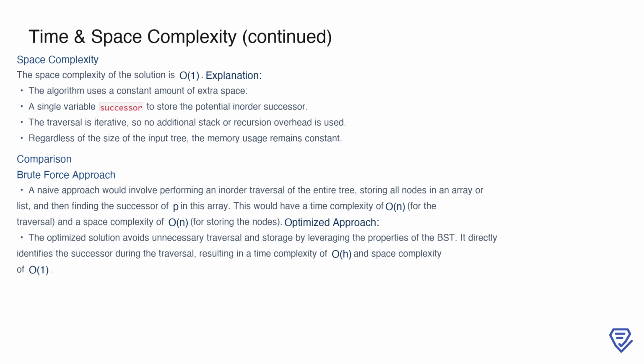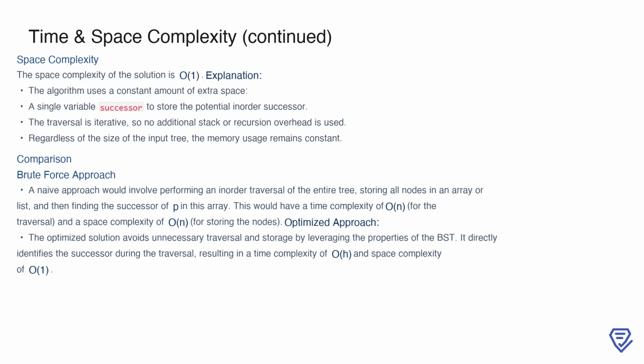The space complexity of this solution is O(1), because it uses a constant amount of extra space. Specifically, it relies on a single variable, successor, to store the potential inorder successor during traversal. Since the algorithm is iterative, it avoids additional memory overhead such as recursive stack space. This ensures that no matter how large the input tree is, the memory usage remains constant.